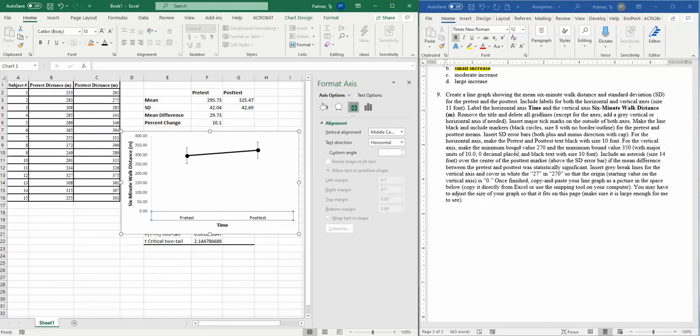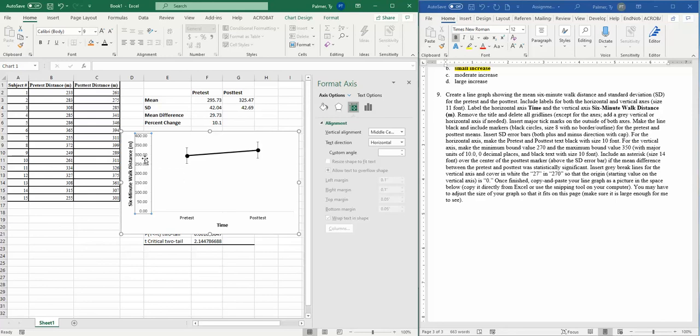Okay, and that includes here for the vertical axis. Make sure the minimum bound value is 270 and the maximum bound value is 350 with major units of 10. Now, again, because my data is different than yours, my vertical axis minimum and maximum bound values are going to be different, obviously. And so I'm going to adjust mine a little bit differently than what they're stated here, because again, my data is different.